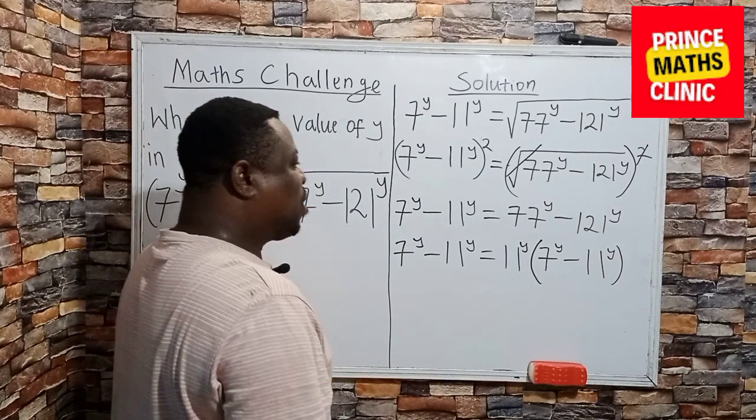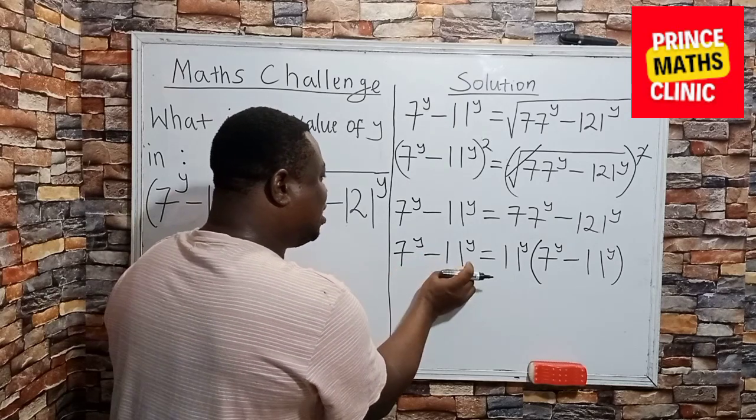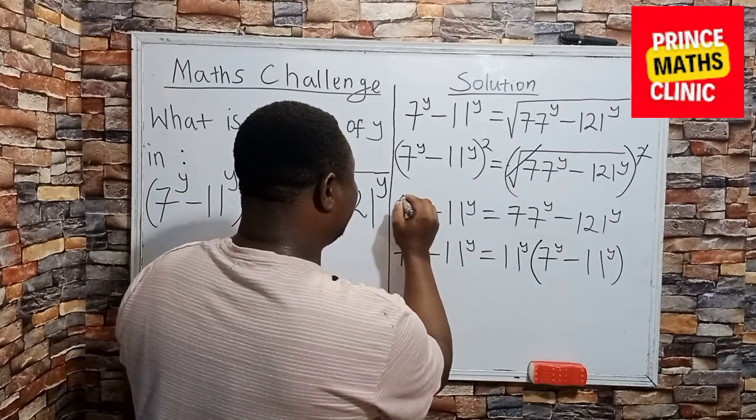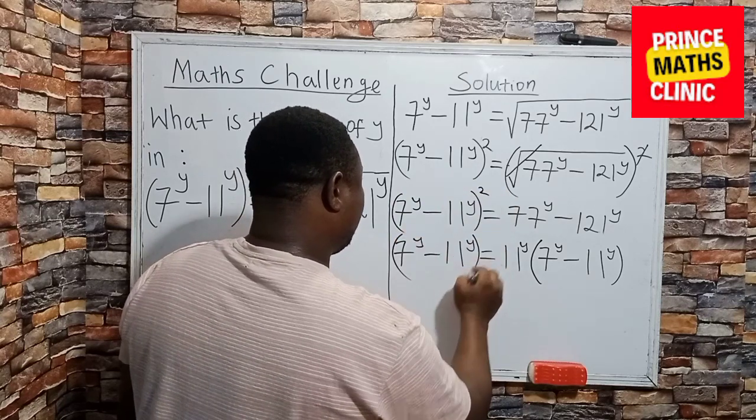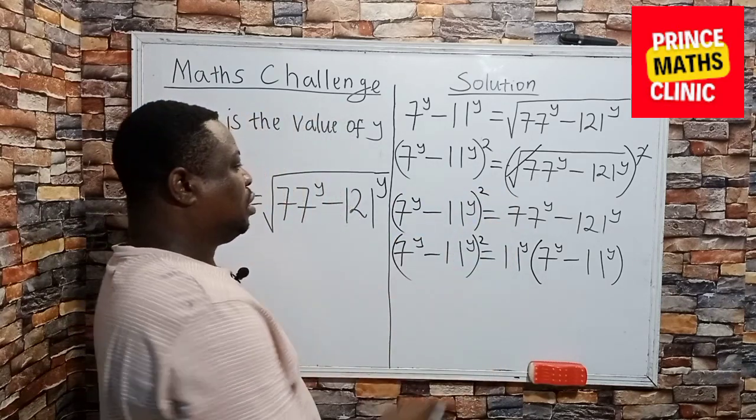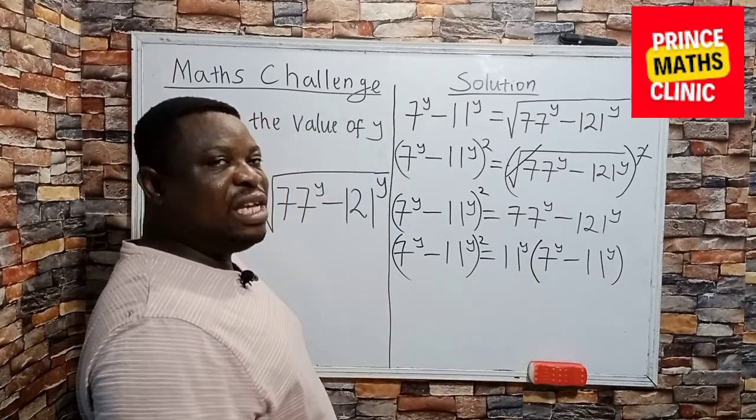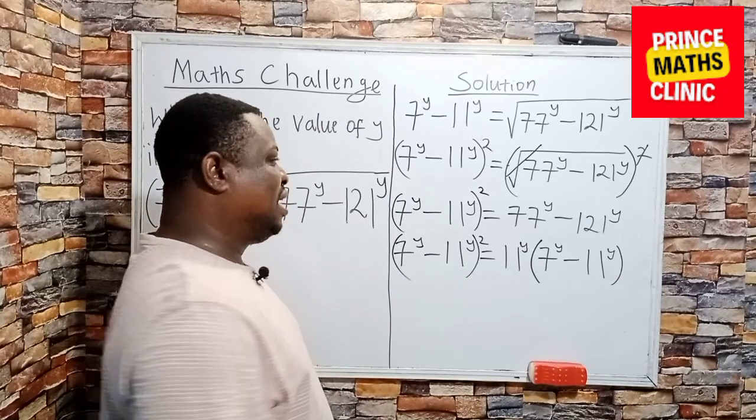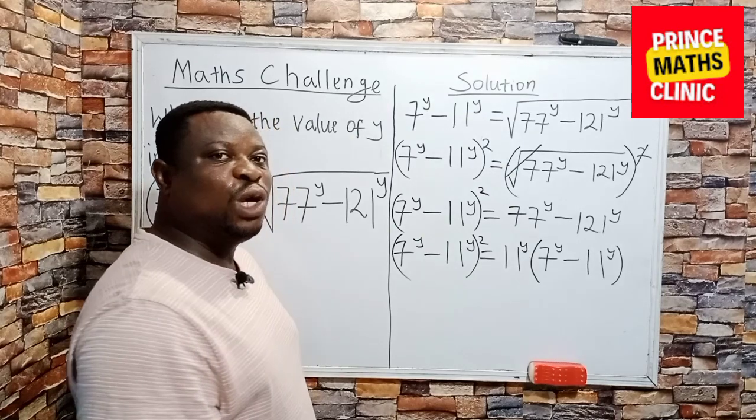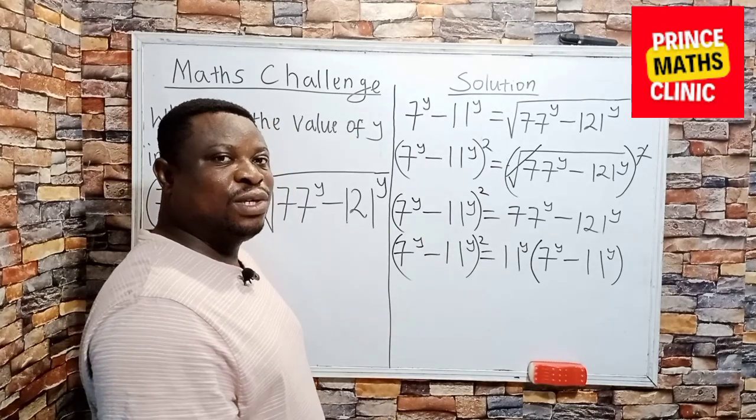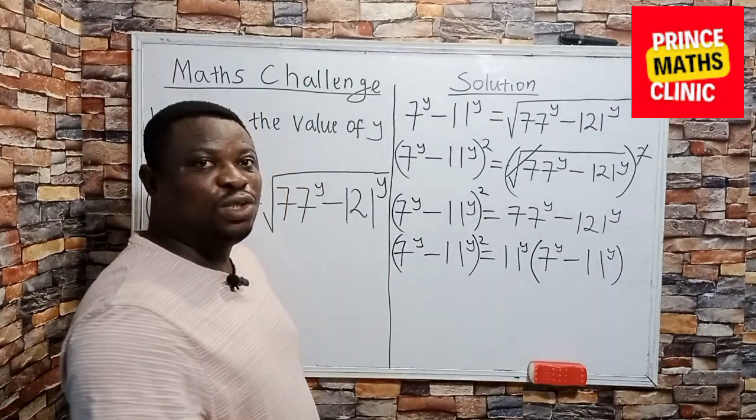Therefore, looking at this critically, 7 to the power of y minus 11 to the power of y is here. Remember, this is squared, sorry. And 7 to the power of y minus 11 is here. Please, don't make the mistake to cancel out like this. If you cancel out, it means that you will not obtain the complete result like you would have if you follow the method I'm going to use now.